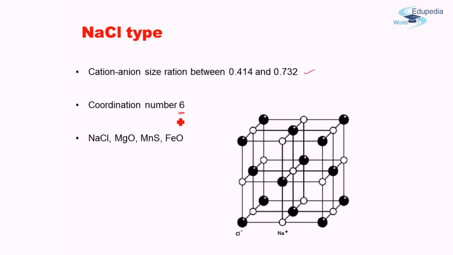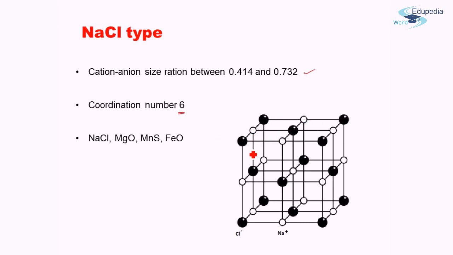Now octahedral geometry, what did we know? In octahedral geometry we knew that a cation will be surrounded by 6 anions and vice versa. Some of the compounds which follow the NaCl type structure are NaCl, obviously, MgO, MnS, FeO. These are all examples of compounds which have NaCl type of structure. Now I have given you a holistic idea about the cation to anion size ratio and the coordination number, but what exactly is the structure?